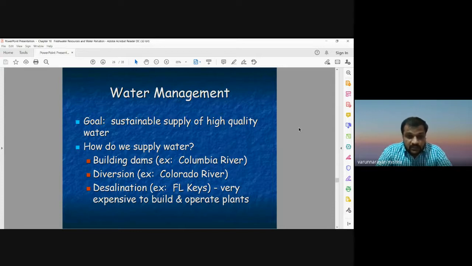Desalination is a very expensive task. In this we desalinize the sea water, but it's a costly, expensive process. So we can work on the building of more dams. We can work on the diversion of different rivers. So it can be a very good method to supply water in the areas which lack water.